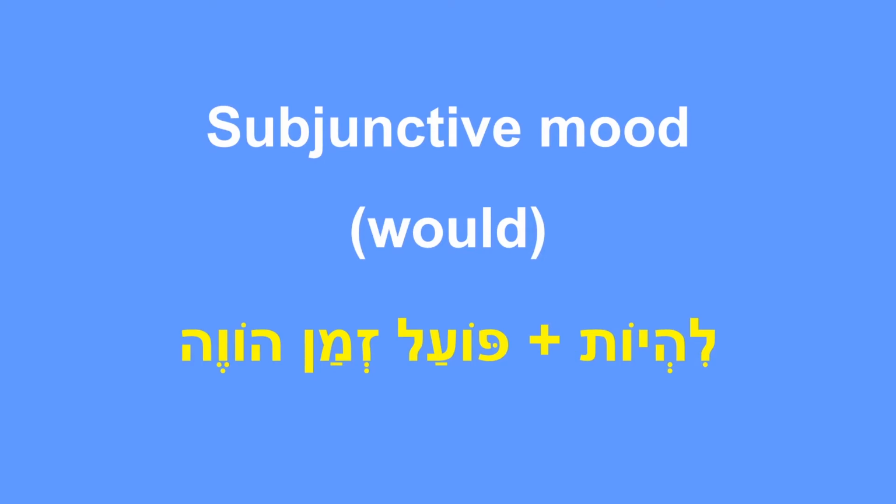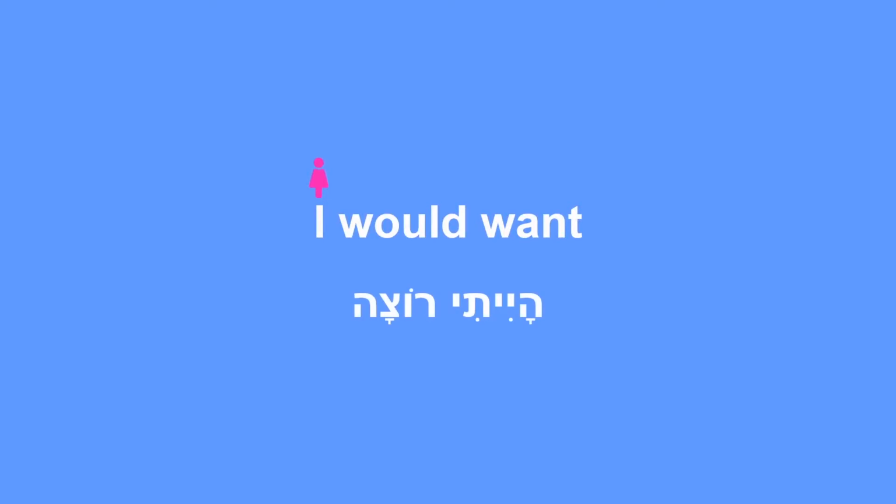Let's see a few examples. I would want, haiti רוצה. So what we can see here is that we conjugated the verb להיות according to the subject, which is אני, רוצה for male, רוצה for female. אני הייתי רוצה as a man, אני הייתי רוצה as a woman.